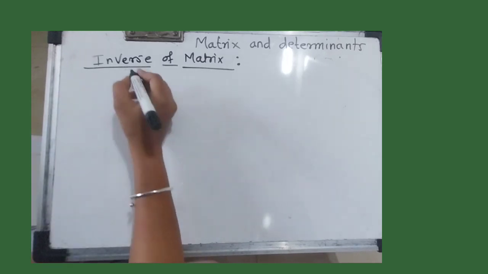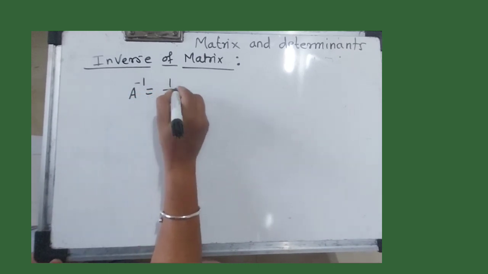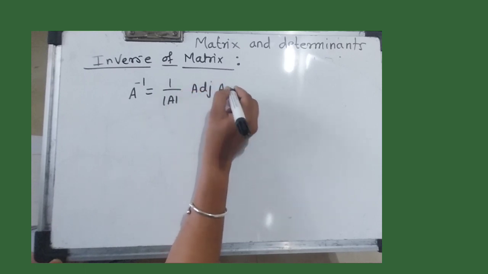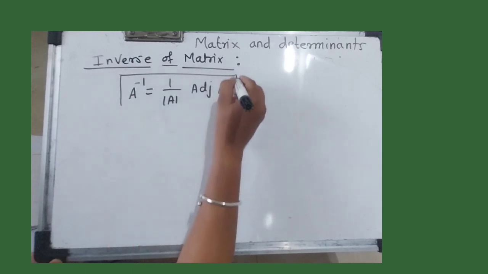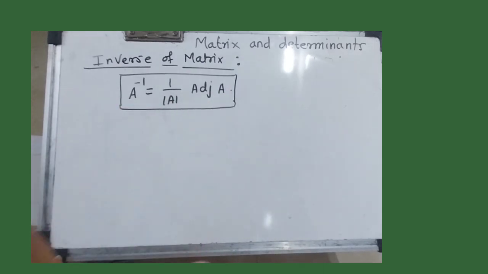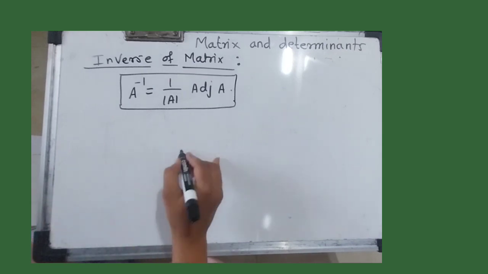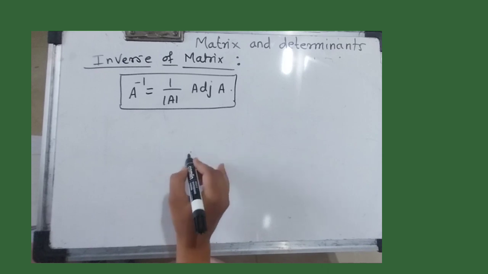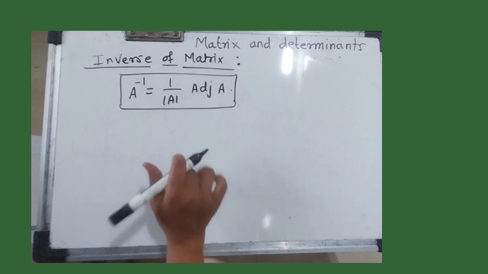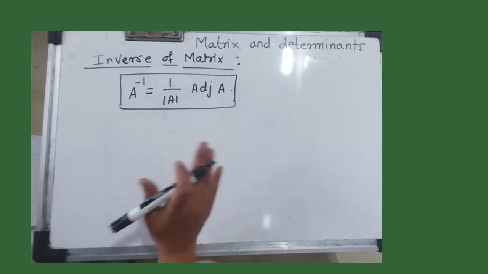See, if I want to find the inverse of A, there is one formula. A inverse equals 1 upon determinant A into adjoint of A. This is the formula to find the inverse of a given matrix. Learn it. Very important formula. A question on the inverse is always asked as the last question. So it has weightage, lengthy question, lengthy answer.